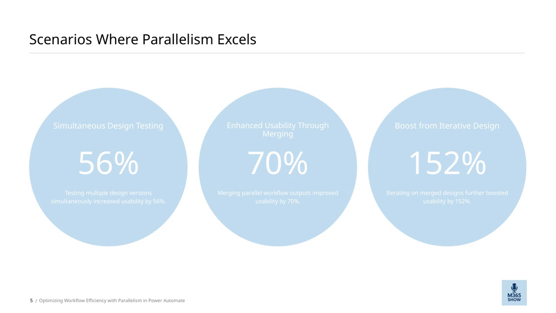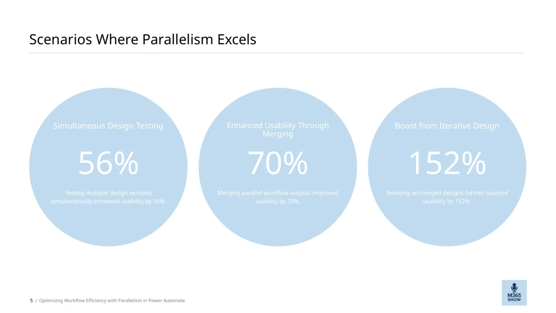with Power Automate. First, we see that iterative design, or refining our workflows through repeated cycles, can significantly boost usability. In fact, by iterating on merged designs, we achieved a 152% improvement in usability. That's a substantial gain, demonstrating how refining multiple components simultaneously can make our workflows much more user-friendly.